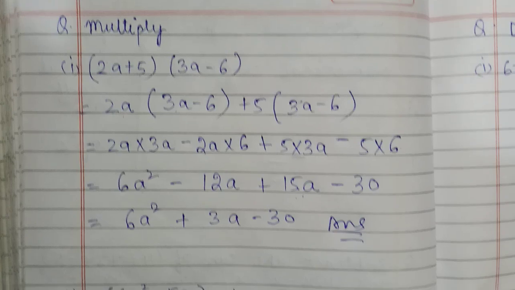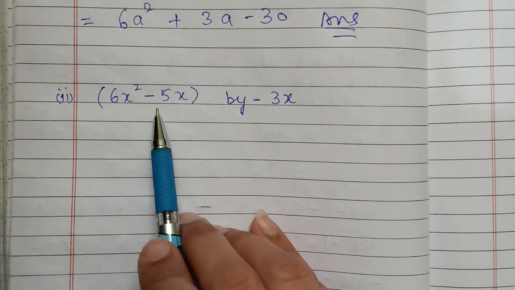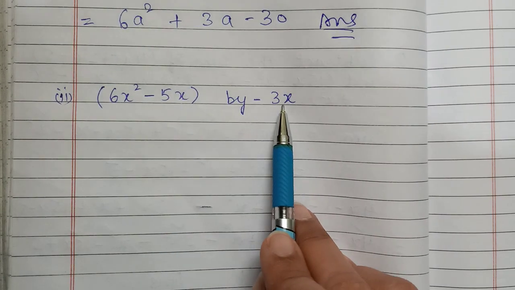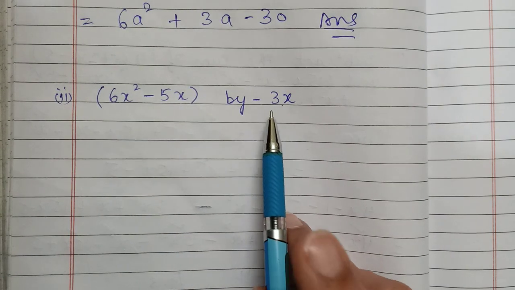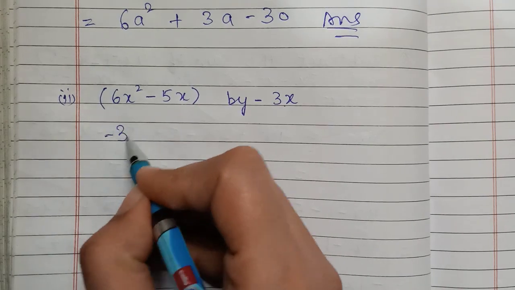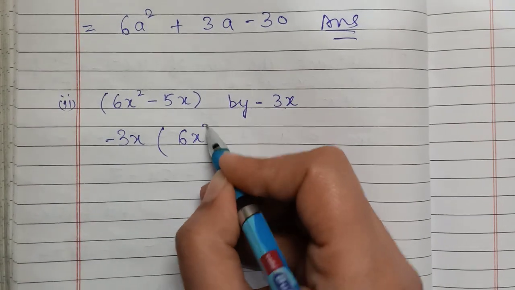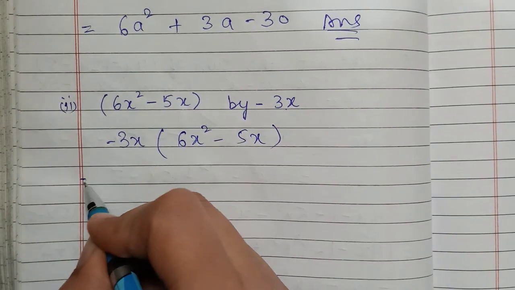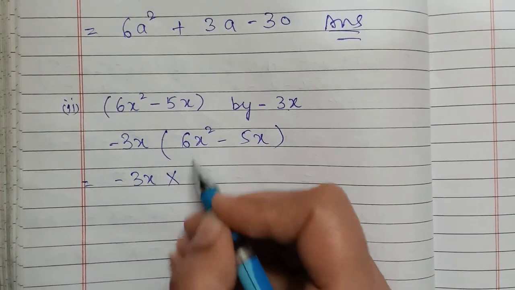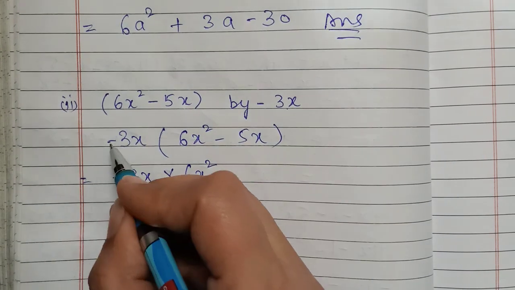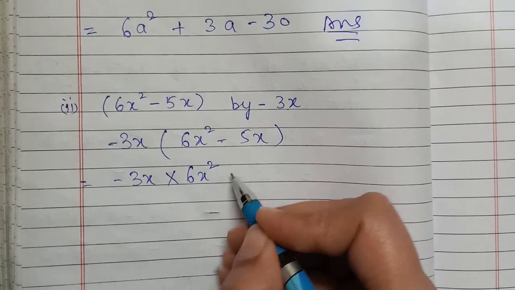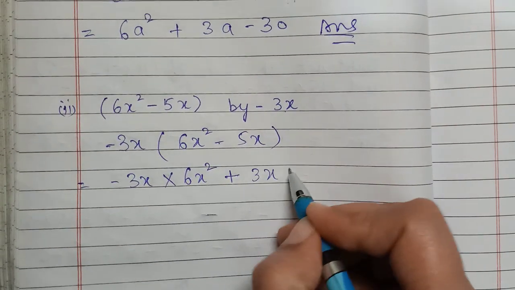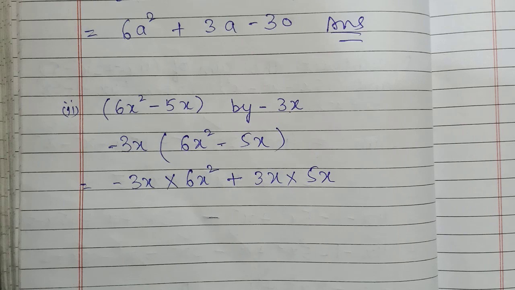Very simple. Now the next question is again multiplication. Now we have to multiply a binomial term with a monomial term. This is a monomial, a single term. So this is minus 3x multiplied by 6x square minus 5x. Again when we open the bracket, this minus 3x is multiplied with 6x square. Then this minus becomes plus. Correct? Then this 3x gets multiplied with 5x. Step by step, okay?